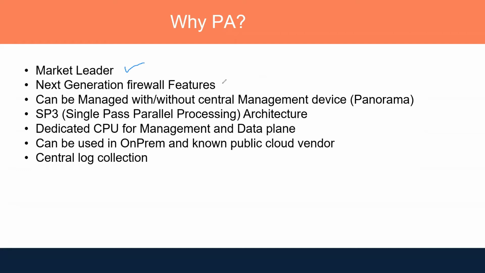Now, this Palo Alto firewall supports next generation features. That means the Palo Alto firewall would be able to inspect the packet from layer 7 to layer 1. So in all layers, it would be able to process the packet, inspect the packet. That means it has the capability to see inside the packet on each layer.